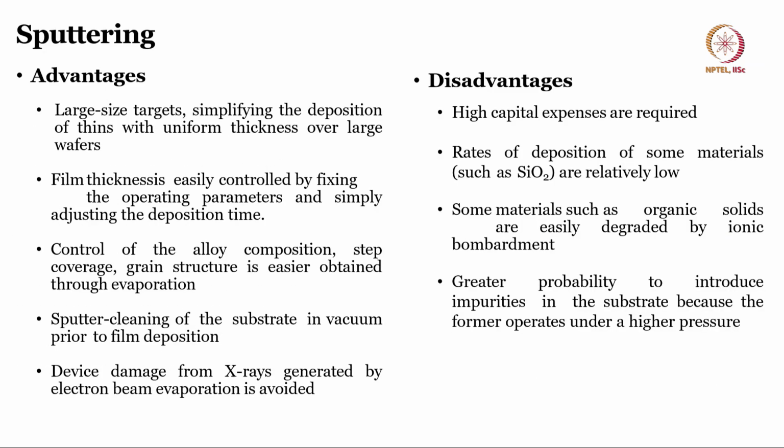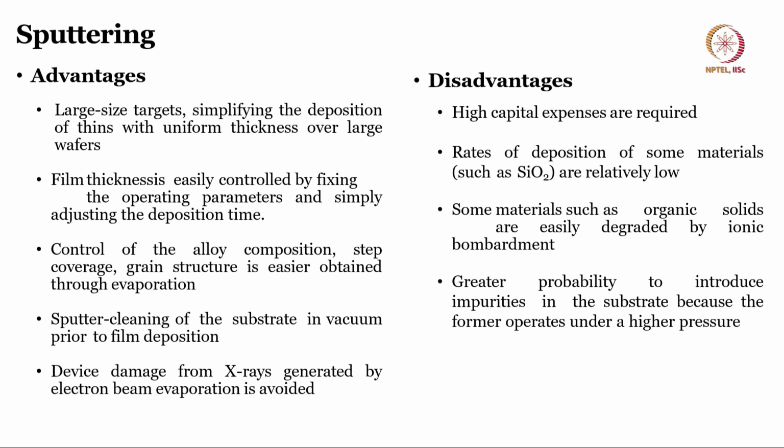The advantages and disadvantages of sputtering are following. Advantages are we can deposit film on large size targets. Then we have film thicknesses can be easily controlled by fixing several operating parameters such as pressure and adjusting the deposition time. We can use sputtering for depositing alloy. The step coverage is better.